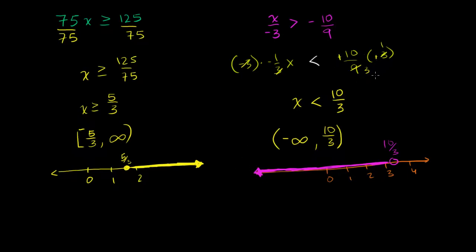Let's do one more. Say we have x over negative 15 is less than 8. So once again, let's multiply both sides of this equation by negative 15. So negative 15 times x over negative 15. And then you have an 8 times a negative 15. And when you multiply both sides of an inequality by a negative number, or divide both sides by a negative number, you swap the inequality. It's less than, you change it to greater than.